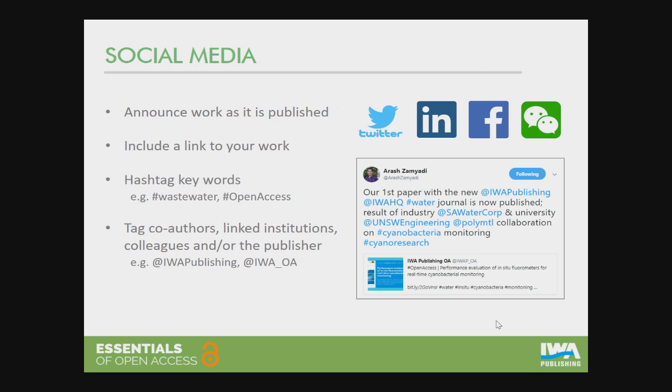For gold open access in particular, I would recommend using the DOI link, which you can find with your publisher. It just makes sure that readers are taken to the publisher's latest version of that work. You also want to make sure you're hashtagging keywords, so people searching for relevant subjects can find your posts. Think of hashtags as search terms for social media.